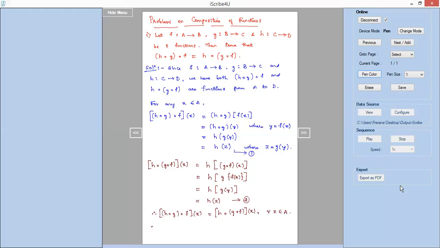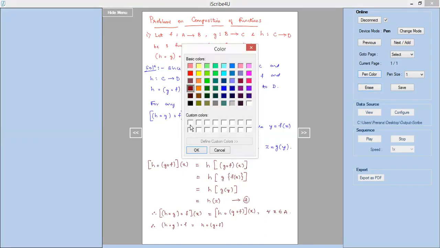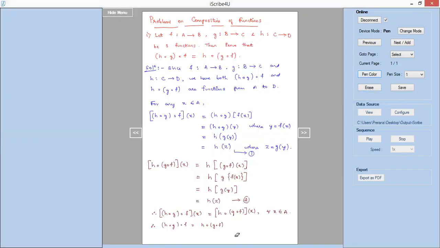Therefore, we can conclude that (h∘g)∘f is equal to h∘(g∘f). Okay, so I'll just remove this bracket here. This bracket is not applicable. So this is composition of three functions is associative. So we have arrived at the required answer.